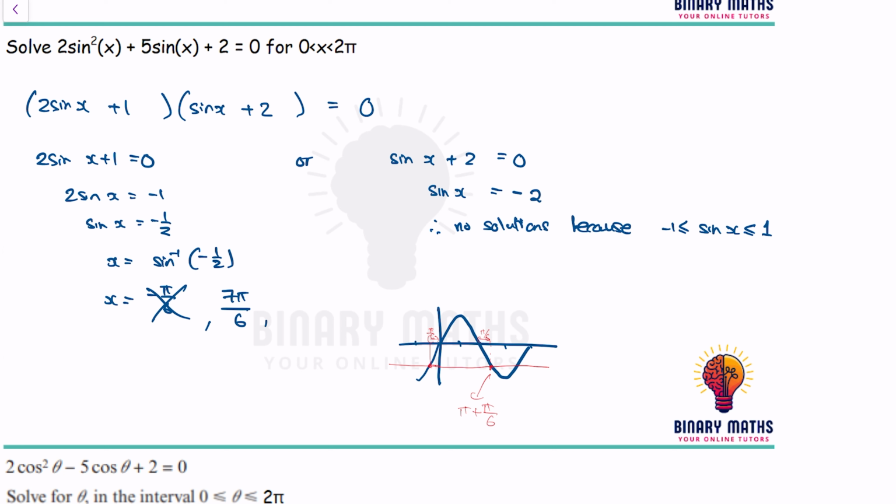And to find my next one, which is here, so I know this is pi over 6, so this one must be 2 pi take away pi over 6, which gives me a value of 11 pi over 6, again, which is in my range. So that means my two solutions are 7 pi over 6 and 11 pi over 6.